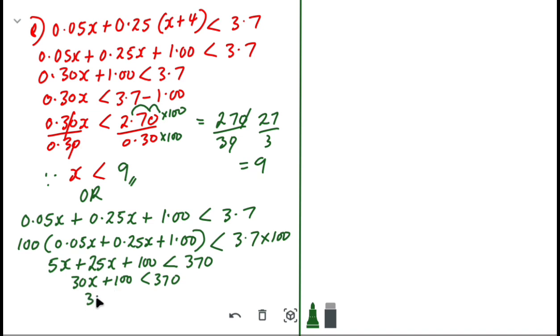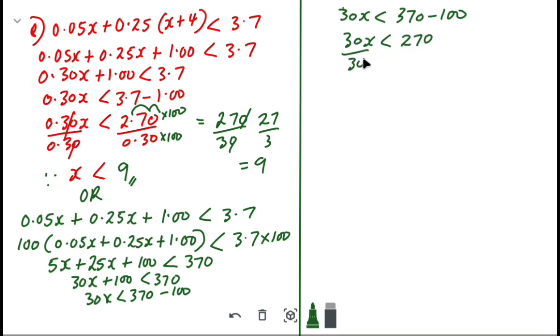If you collect the like terms, you have 30x less than 370 minus 100. This will be 30x less than 270. Divide both sides by 30. x will be less than 9. You can see it's still the same thing as the first one, but it depends on how good you are when working with decimal number or an ordinary number. Nevertheless, we still get our answer.